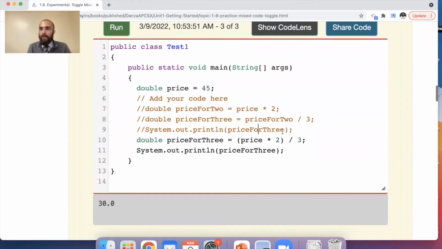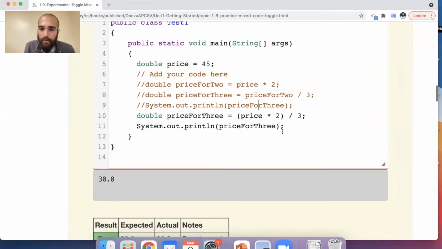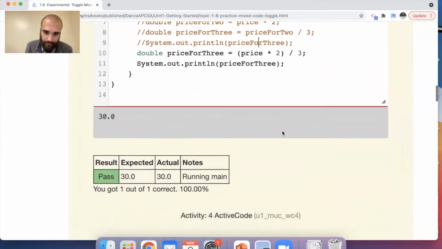Sometimes if you come across a bug in your code, let me know. It might be a semicolon, it might be improper spacing or spelling something wrong.